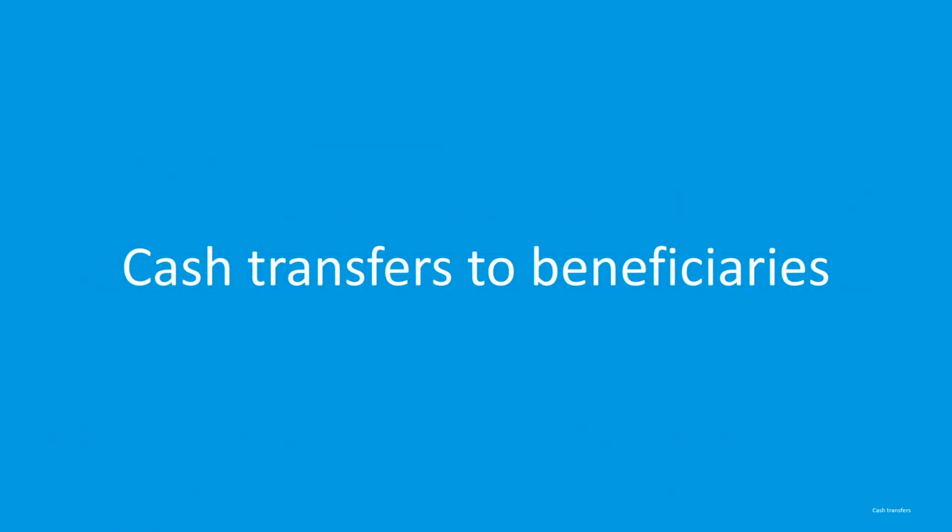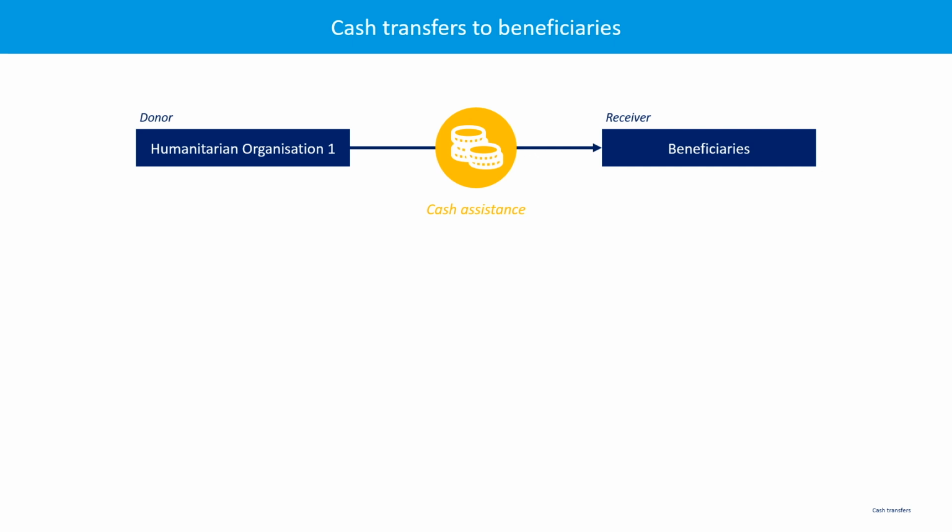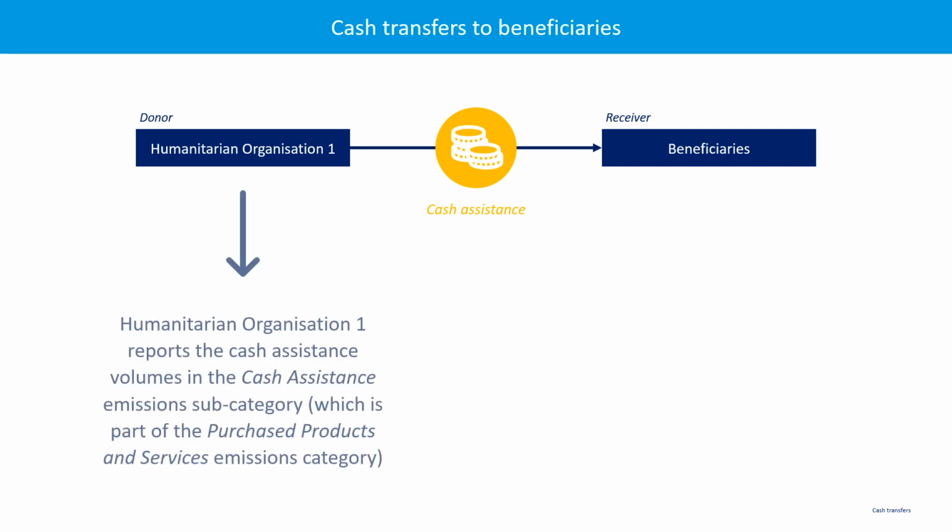Let's now have a look at cash transfers to beneficiaries, so cash assistance. Imagine now that we have Humanitarian Organization 1 providing cash to beneficiaries. So I'm talking about cash assistance here. In this case, Humanitarian Organization 1 should report the value of the cash assistance intervention in the cash assistance emissions subcategory, which is part of the purchased products and services emissions category.